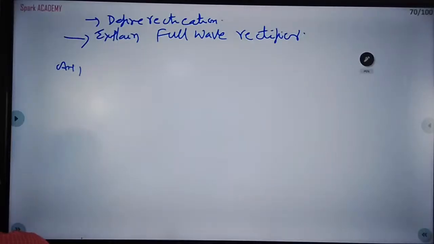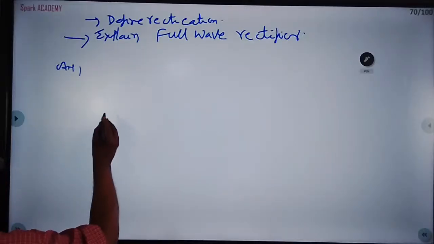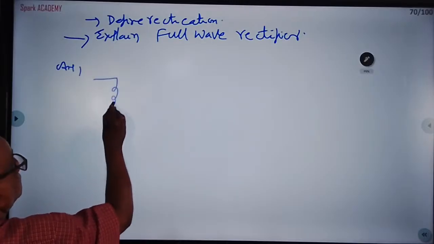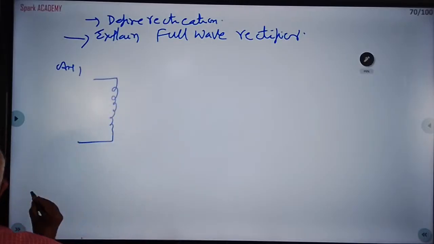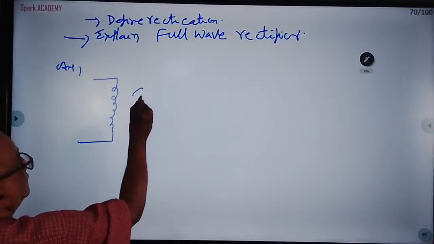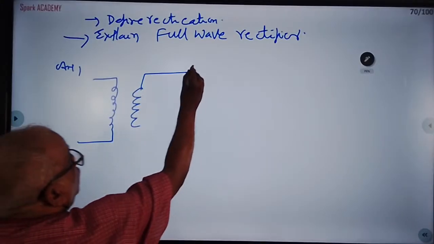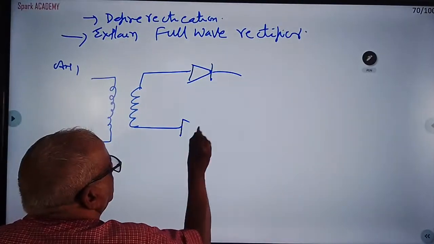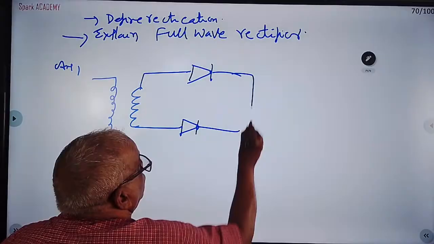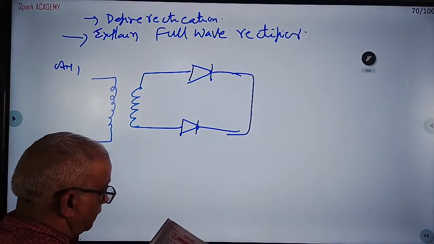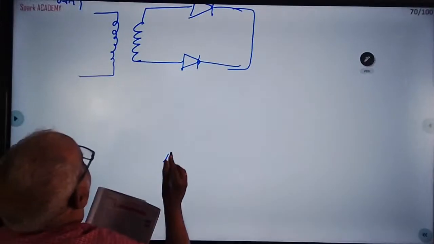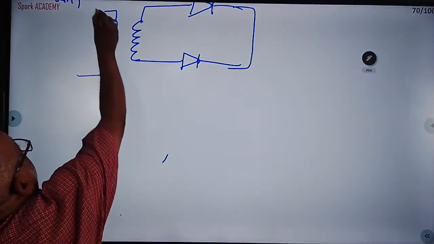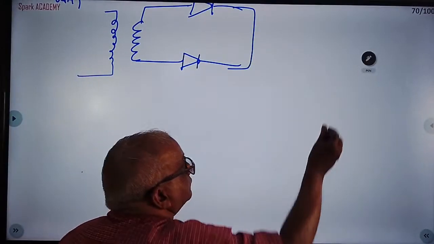Full-wave rectifier. I am writing the full-wave rectifier diagram for you. There are two diodes you are connecting. So here two diodes are connected. Negatives of the diodes are connected together from the center. I'll bring down the figure.